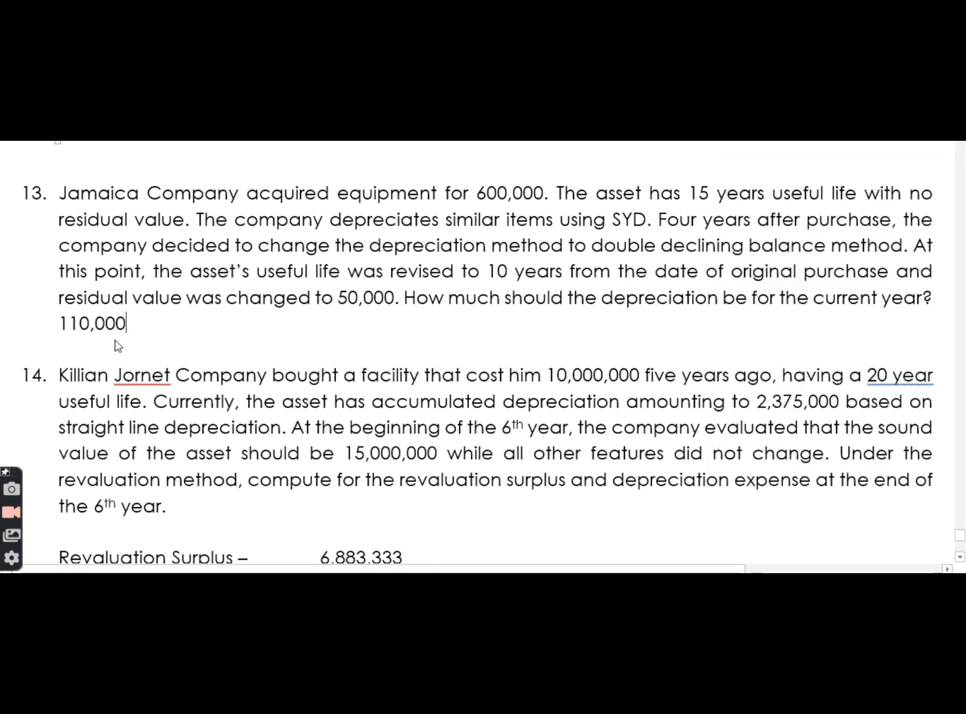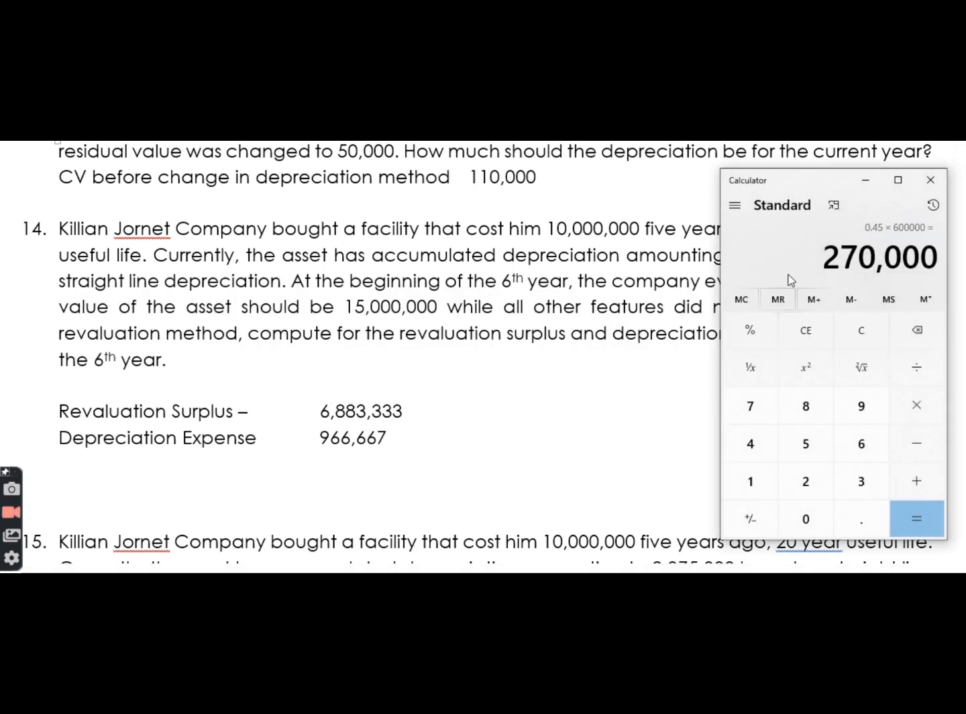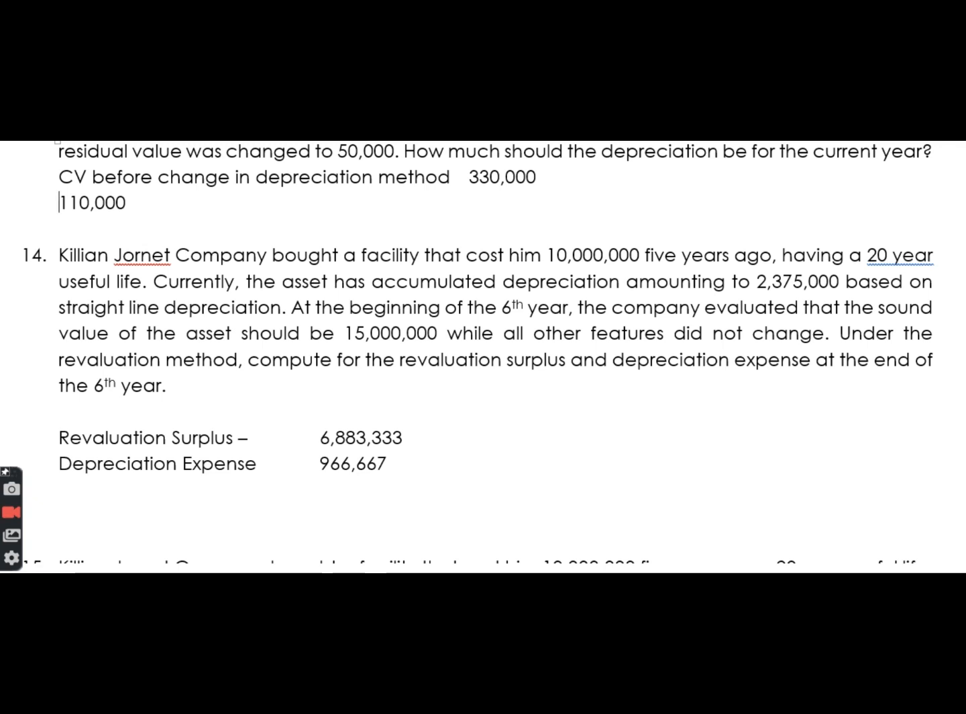Okay? So, in other words, ang mangyayari kasi is ganito. Ito yung sagot ha. So, ang carrying value before change in depreciation method is equal to 600,000 minus 270. 330,000. So, yun. Pagkatapos, magkakaroon tayo ng depreciation using new method. Okay? So, in this case, anong gagawin mo dun sa new method natin?